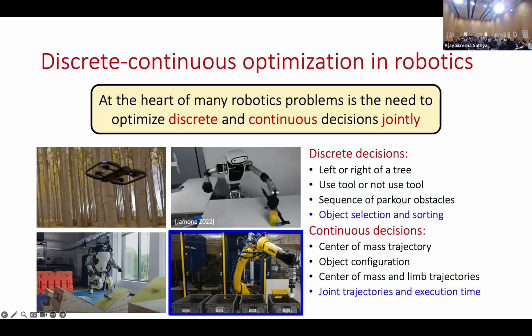And even in more warehouse automation settings, you often have problems of moving objects as fast as possible, and there the discrete component comes from selecting objects and deciding in which bin to place them. And the continuous component, again, comes from the continuous trajectory optimization, typically minimum time problems.